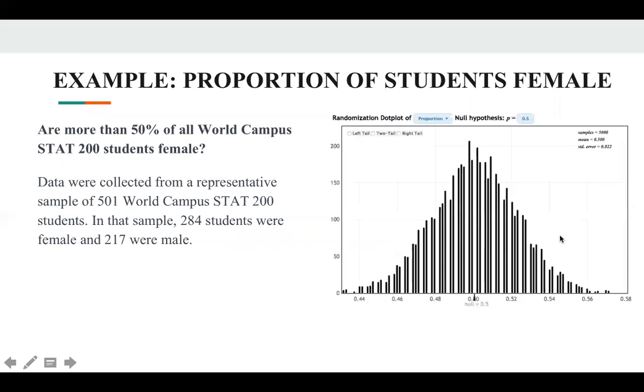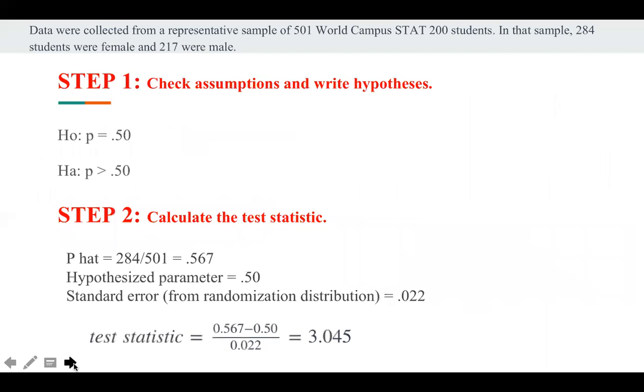So we're going to walk through an example of finding it using hypothesis testing. Are more than 50% of all World Campus Stat 200 students female? Data were collected from a representative sample of 501 World Campus Stat 200 students. So our N, or our sample size, is equal to 501. In that sample, 284 students were female and 217 were male. If you want to refer back to the data, I put it on the top there for you so you can connect it.